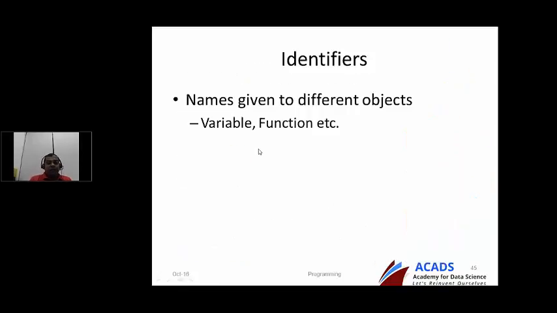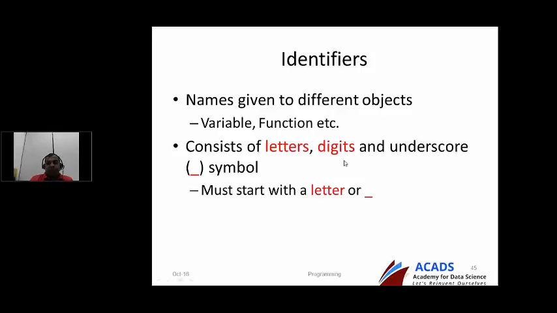So identifiers are names given to different objects. These objects can be variables, functions, etc. An identifier consists of letters, digits, and the underscore symbol. But note that the identifier must start with either a letter or underscore. It cannot start with a digit. And this rule is the same as many other languages.